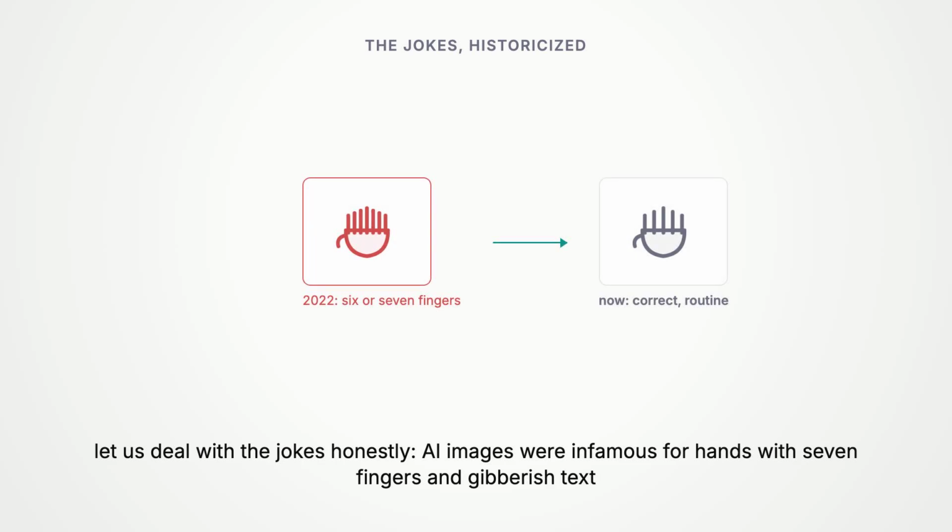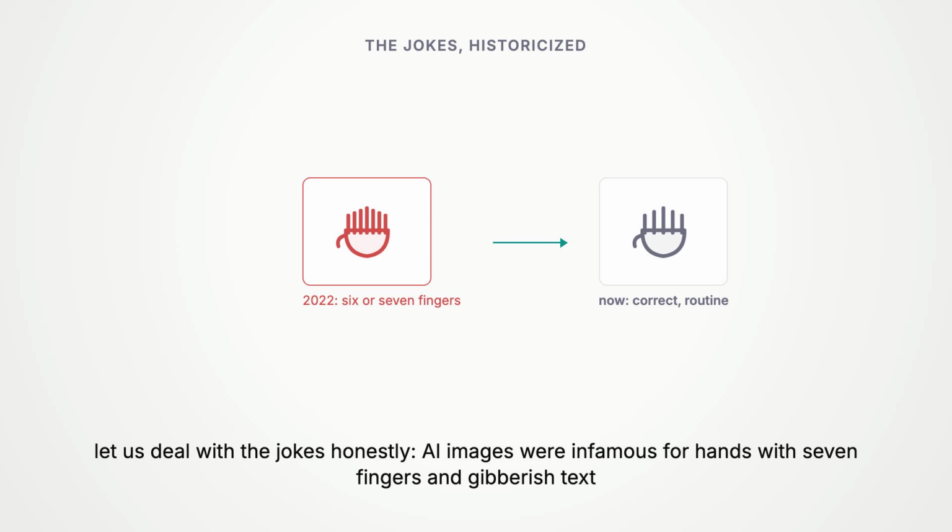Let us deal with the jokes honestly, because the way they got fixed teaches the whole lecture in reverse. For a couple of years, AI images were infamous for two things: hands with 6 or 7 fingers and gibberish text on signs, menus, t-shirts. Both were real. Both are mostly gone now, and the reasons are the two ideas you already have.